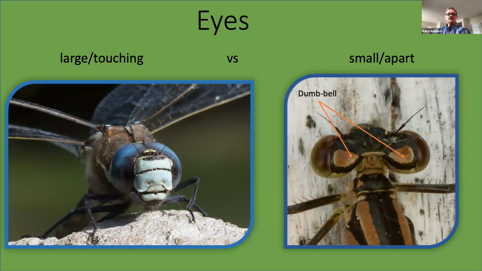So the other identifying characteristic is the eyes. On the left, you see the very large eyes, in most cases touching or nearly touching in the midline. On the right, you see the damselfly, and they're much smaller and they're separated. They never touch in the midline, and so that's a very strong characteristic that you can rely on.